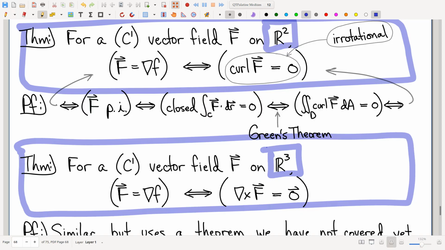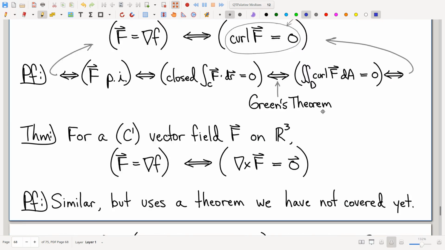I would need to have a 3-dimensional version of Green's theorem to be able to make the analogous argument down here. Wait a minute, we don't have a 3-dimensional version of Green's theorem yet. But we will very soon. And once we have that 3-dimensional version, then we will be able to complete this argument. So I'm going to give you the result here in advance so that we can use it for getting stuff done. But we'll be able to complete this argument once we have that analogous theorem.